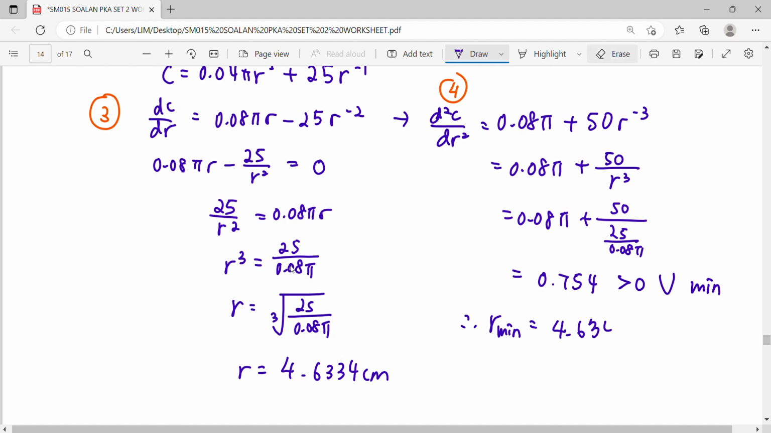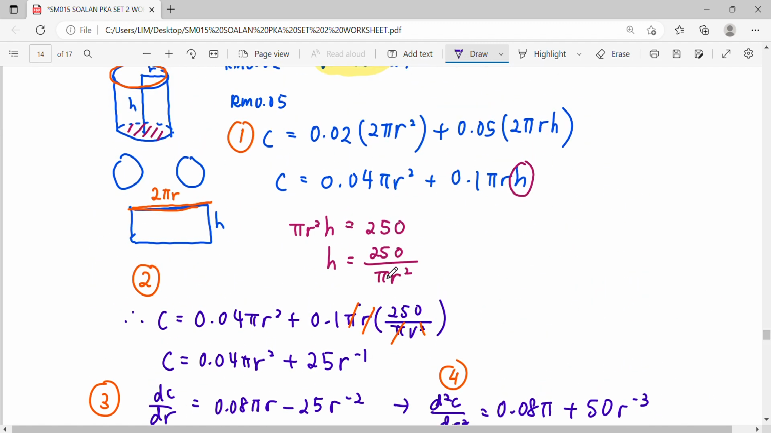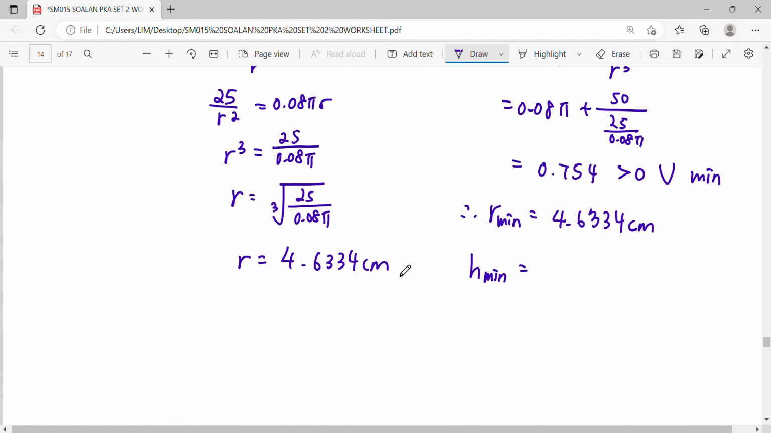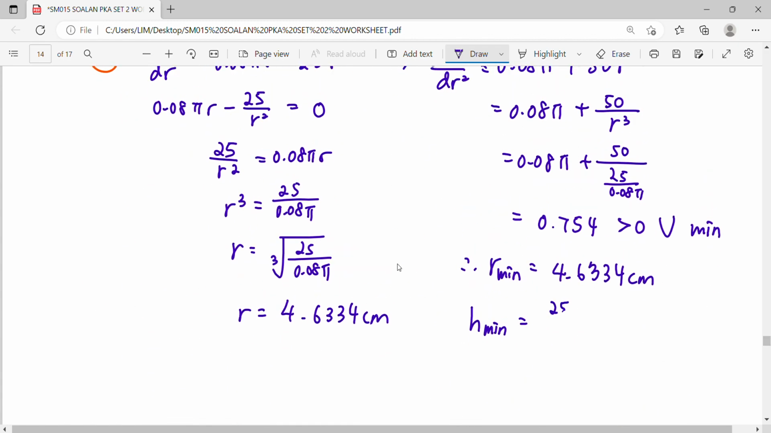So what's your dimension? What's your other variable, the height? Because you already have the radius minimum at this figure, what's your height? Using your height equation here, substitute back your r. So your height is 3.71 cm. So this is your dimension.